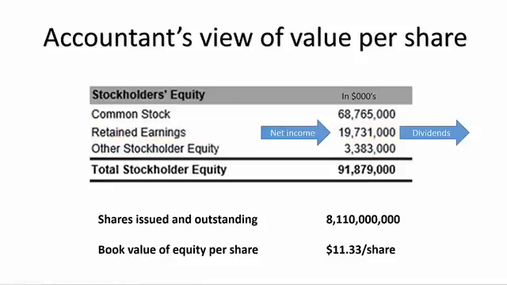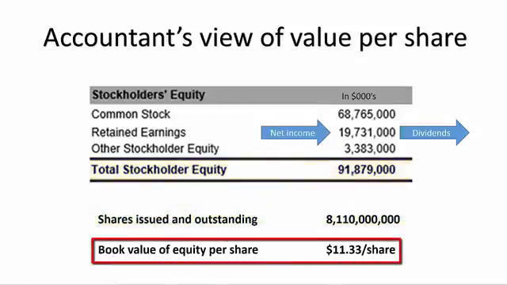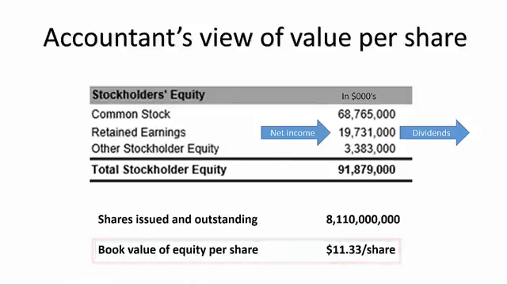Accountants calculate the amount of net income a company makes, which is quite simply revenue minus expenses. Positive net income flows into retained earnings, and dividends paid to shareholders gets posted against this account. When you take the value of shareholders' equity and divide it by the number of shares a company has issued and outstanding, you are calculating the book value of equity per share. This is an accountant's view of value, but it's rarely the true market value because it's based on historical performance.